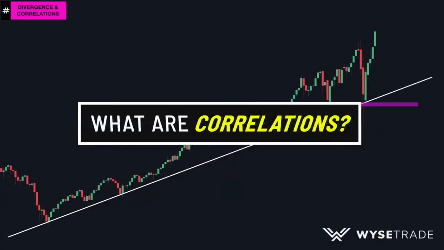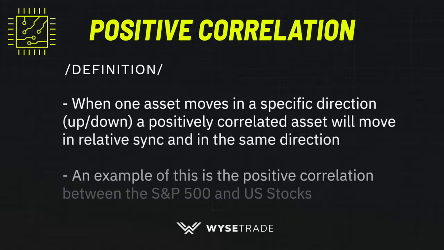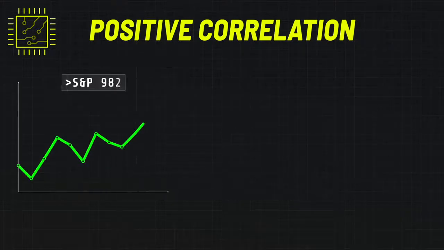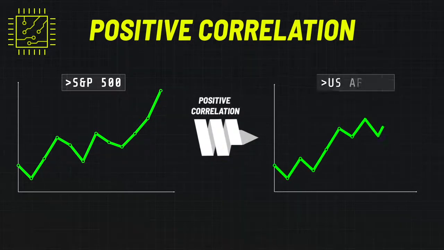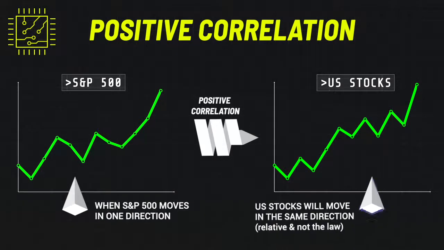Now first, what are correlations in trading? In simplified terms, correlations means how different assets move in relation to each other. So knowing that, a positive correlation means when one asset moves in a specific direction, a positively correlated asset will move in relative sync and in the same direction. An example of this is the S&P 500 and its positive correlation to US stocks. When the S&P 500 shows strength and moves up, oftentimes US stocks will move in sync and in the same direction, which again is a positive correlation.